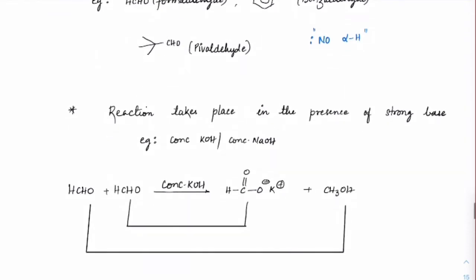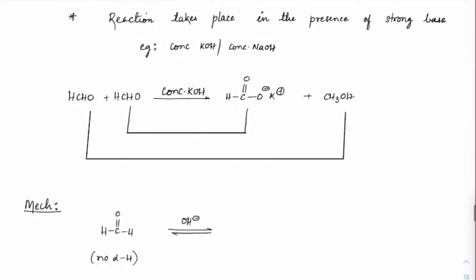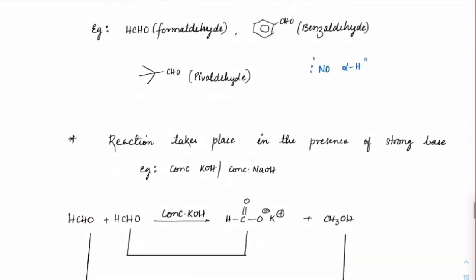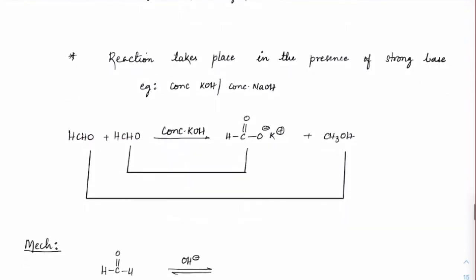And the next thing: it always happens in concentrated OH minus, which means a strong base. So a strong base is the way to make this reaction happen. Why? We'll see the mechanism now. Suppose I take 2 moles of this aldehyde, any such aldehyde, and treat it with concentrated KOH. The product you will see is HCOOH, one mole is getting oxidized, and the other mole is getting reduced.